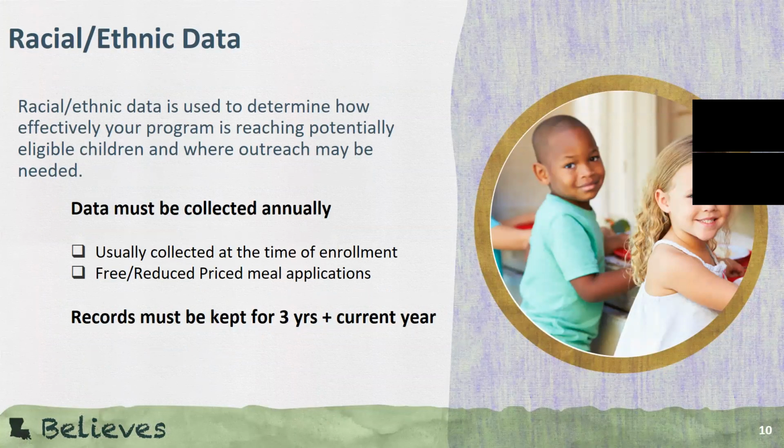All CNPs that participate in USDA child nutrition programs must have a system to collect the racial and ethnic data of program participants in accordance with FNS Instruction 113-1. This data is used to determine the state's compliance with federal civil rights laws.